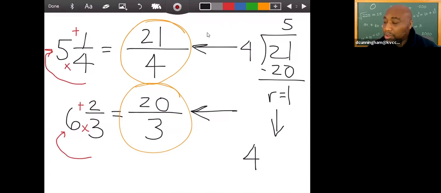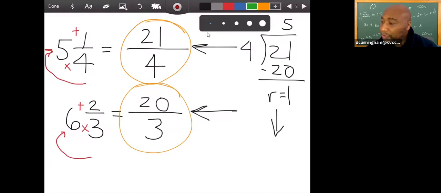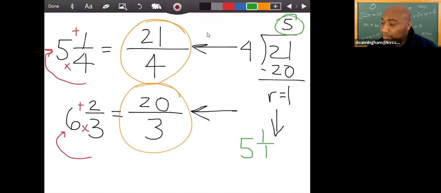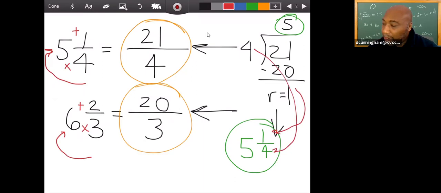Excuse me, let me erase this so you can see this. We use this value 5. I'm going to use the 5. Remainder over the divisor. And that's how you write an improper fraction as a mixed number. So this part was our remainder, and this part was our divisor. Okay.